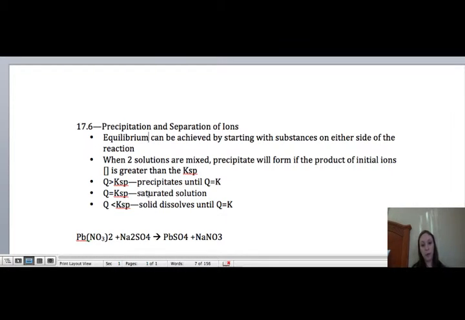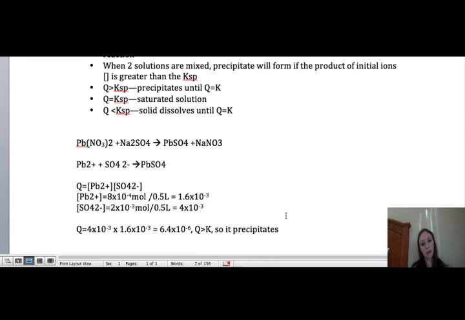We're now going to look at a problem and look at what happens with our Q and our K and then whether we will get it to precipitate or not. So with your problem there, it asks will a precipitate form if you have 0.1 liters of that molarity of lead nitrate and that's added to those liters of that molarity of sodium sulfate. So the first thing you got to do, that I have written right there, and that highlighted one, is your reaction: lead nitrate, sodium sulfate, making lead sulfate, sodium nitrate.